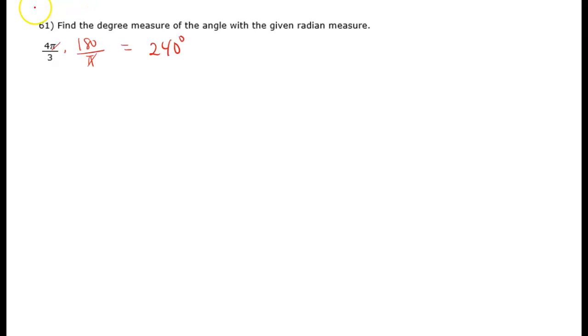Okay, this one, to find the degree measure, you're going to multiply by 180 over pi, cancel those, and you get 240 degrees.